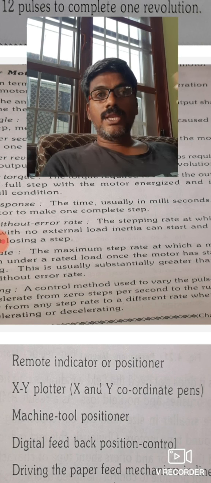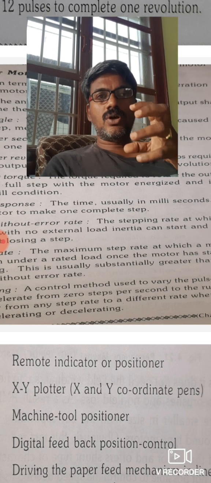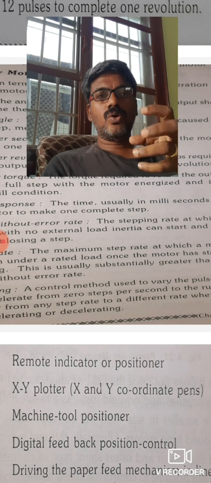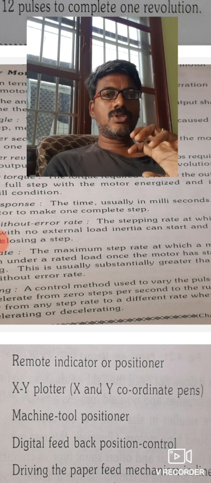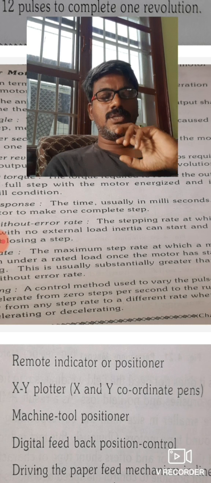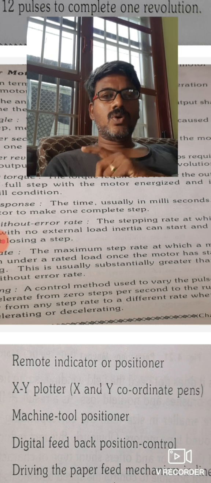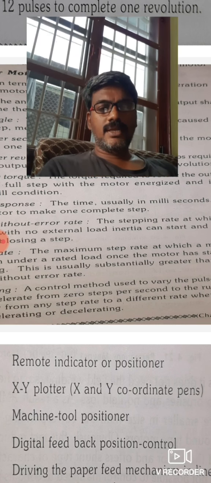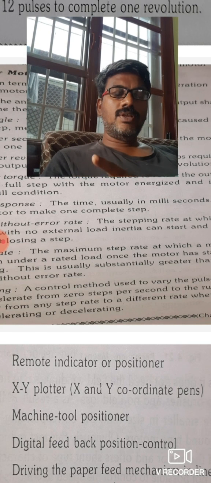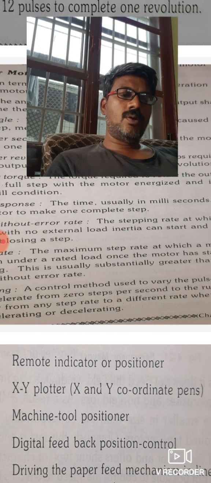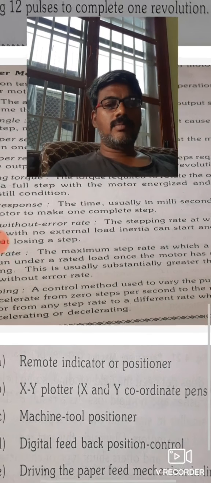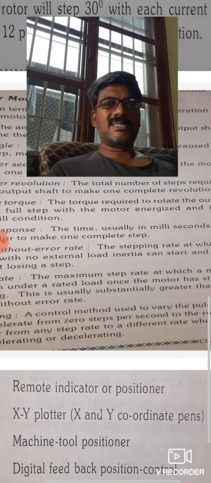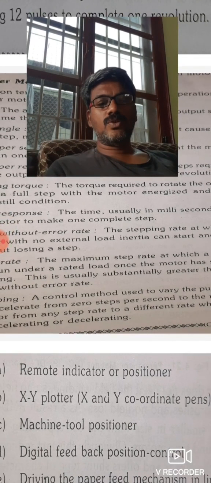Without load inertia, the motor can start and stop without losing a step. That is known as start without error rate. The stepping rate at which the motor with no external load inertia can start and stop without losing a step is the number of steps per second. Rate means divided by time, with respect to time.